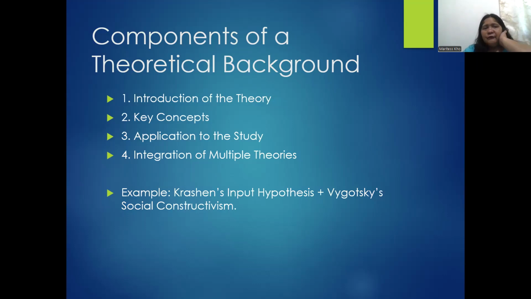Okay, and the fourth is integration of multiple theories. So how do you do this? How do theories complement each other? That's the question that you will have to answer. So Krashen's input hypothesis, how does it complement Vygotsky's social constructivism? So you have to highlight that they both support communicative approaches, emphasizing, of course, interaction and input.